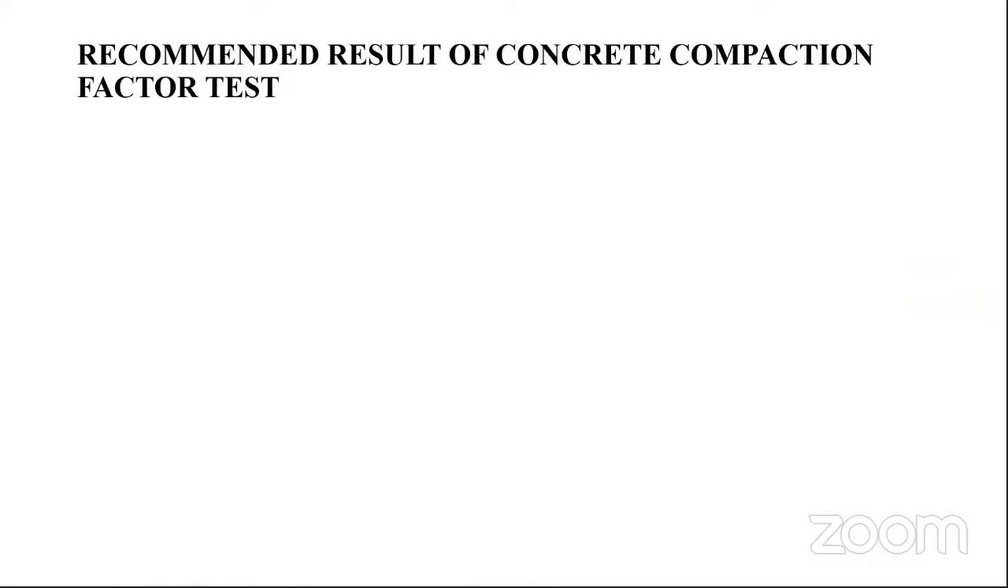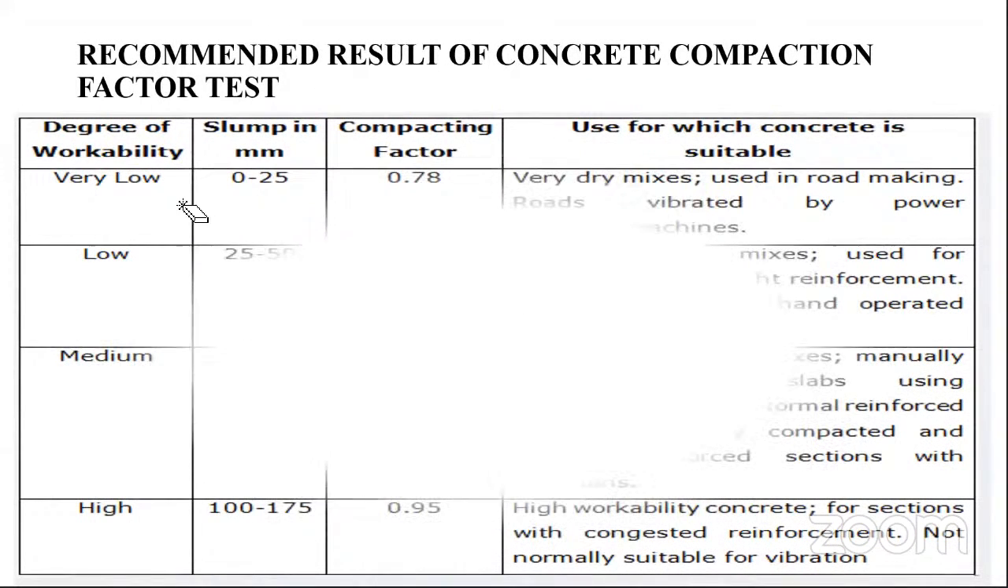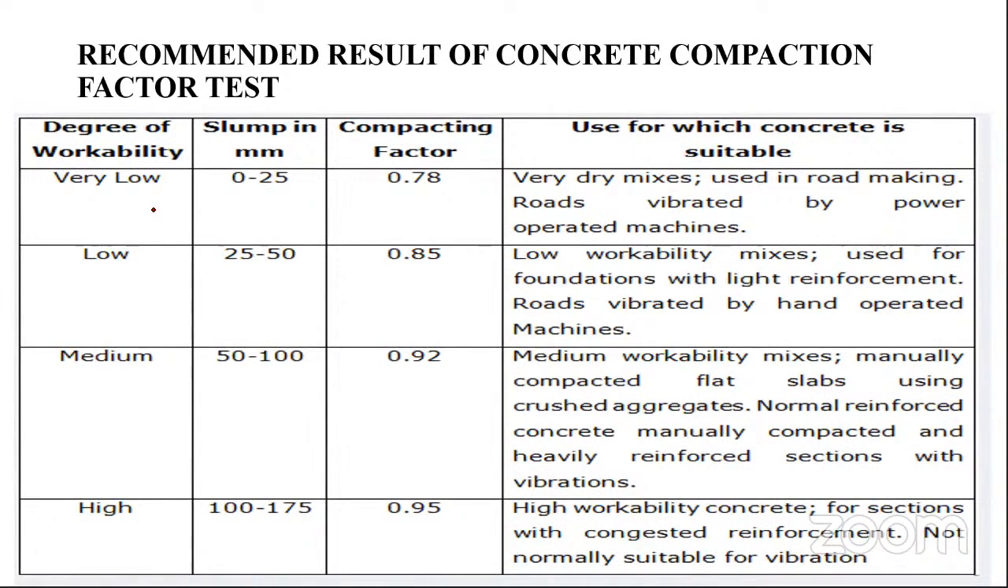Now we will have some recommended values as per the IS code. For very low workable concrete, the slump value, which we studied in our previous lecture, generally ranges between 0 to 25 mm, and its compaction factor value will be 0.78. Where will we use this type of concrete? For the making of roads.